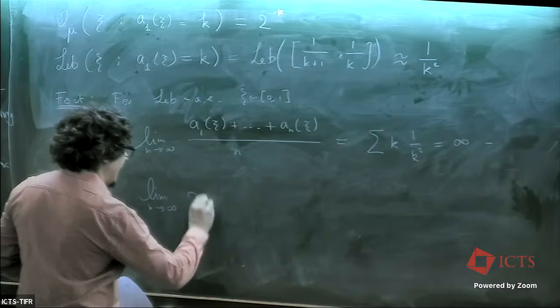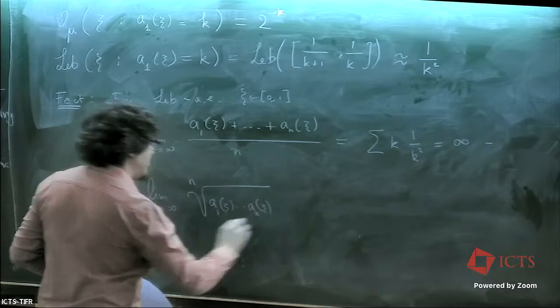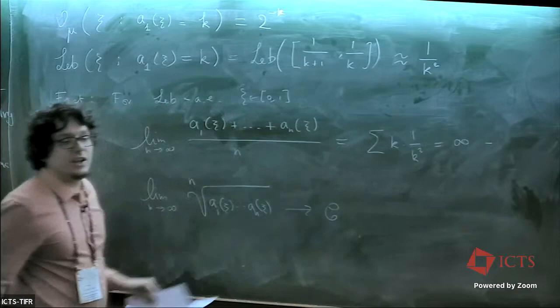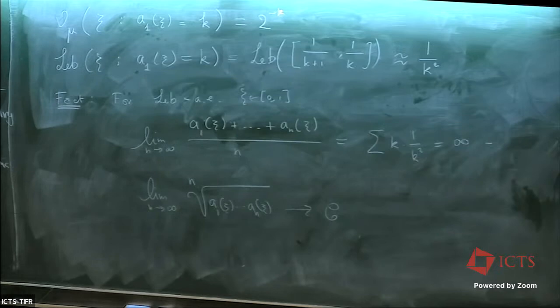However, if you take the limit of the geometric mean instead of the arithmetic mean, this converges to a finite constant, which is called Khinchin's constant. So this is, of course, very classical in a way, but you can generalize to other cases where you have the cusp, including the mapping class group, where you still have a cusp on moduli space.